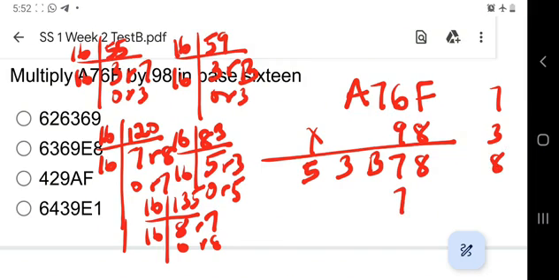So move to the next one. 9 times 6, which is 54. 54 plus 8, which is 62. So we convert 62 to base 16.